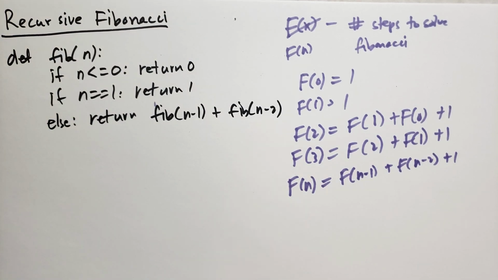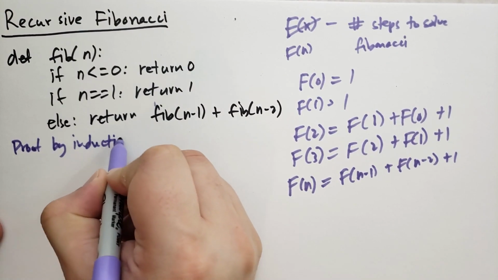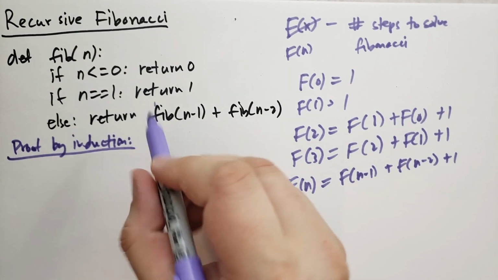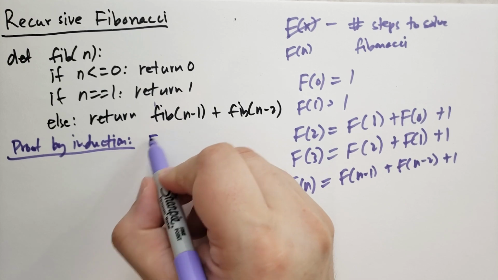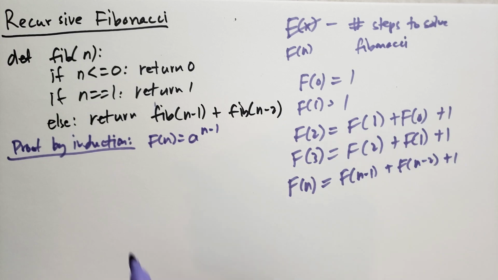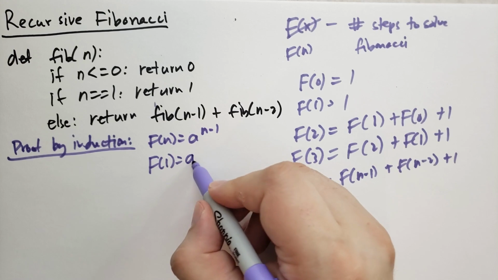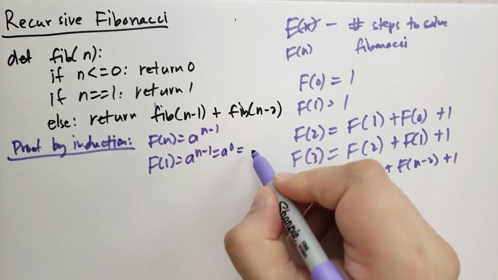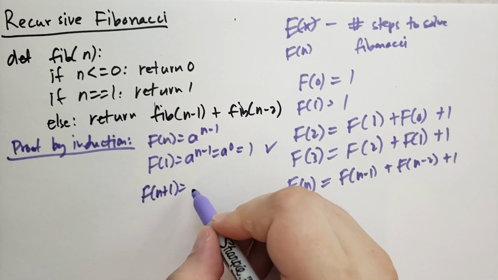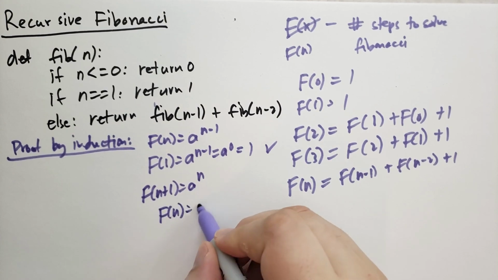At this point, I'm going to use proof by induction. If you aren't familiar with proof by induction, you can review my basic mathematics video. But basically, I'm going to assume that F of n equals some function, in this case, a to the n minus 1. And so I have to prove that F of 1 works. In this case, F of 1 is a to the 1 minus 1, which is a to the 0, which is just 1. And that checks out. And now I have to prove that F of n plus 1 is equal to a to the n, given that F of n is true.